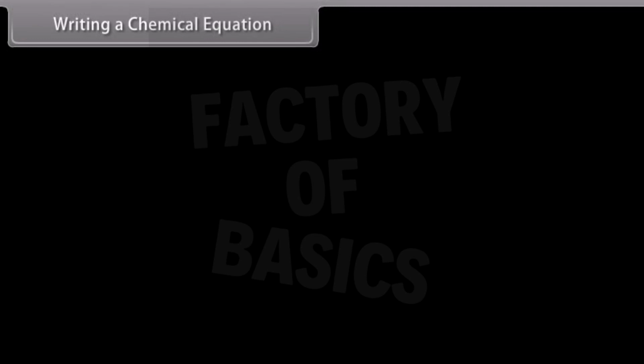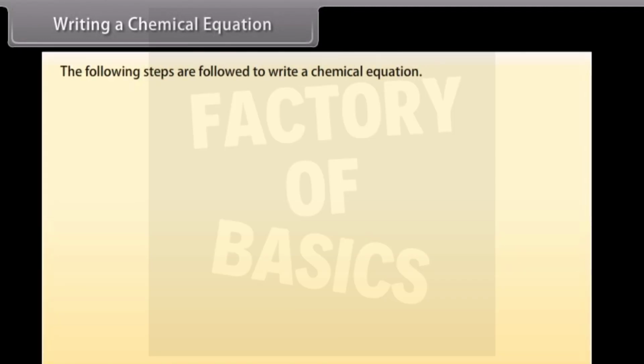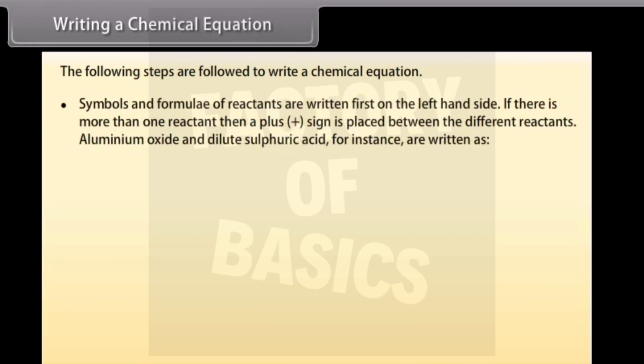Writing a chemical equation. The following steps are followed to write a chemical equation. Symbols and formulae of reactants are written first on the left-hand side. If there is more than one reactant, then a plus sign is placed between the different reactants. Aluminium oxide and dilute sulfuric acid, for instance, are written as Al2O3 plus H2SO4.